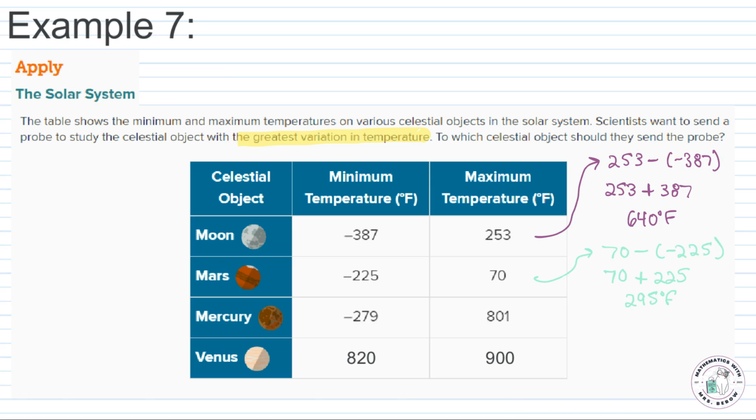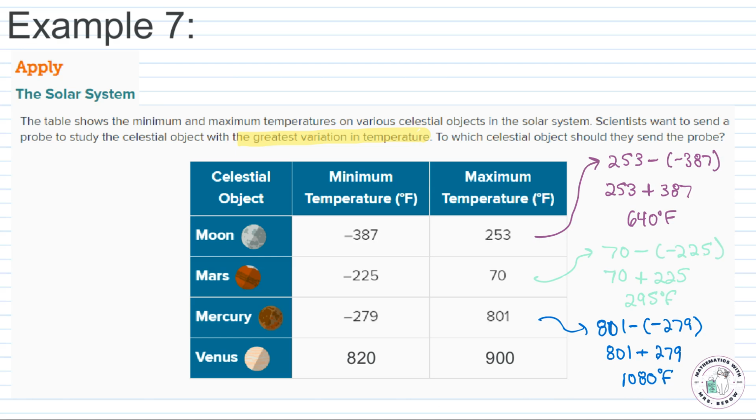Okay, so we're going to continue that pattern with the next one. For Mercury, 801, because again, that's our maximum value. So 801 minus a negative 279. And then we keep, change, change. So 801 plus positive 279. And so 801 plus 279 ends up being 1080 degrees Fahrenheit.